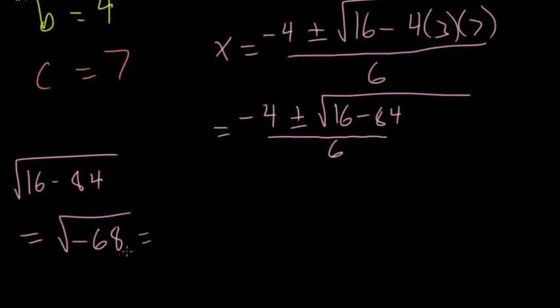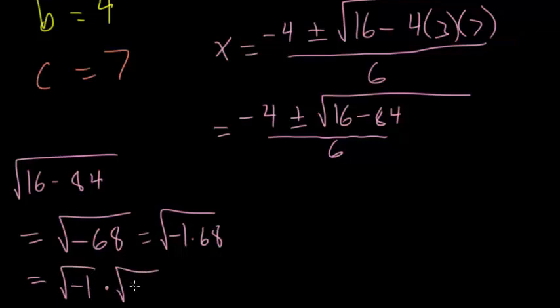And if you ever have a product under your square root, namely minus 1 times 68 in this case, you can separate that into a product of square roots. So square root of minus 1 times the square root of 68. And we know that the square root of minus 1, we've defined that as i. That is the imaginary unit. So we can rewrite this as just i times the square root of 68.